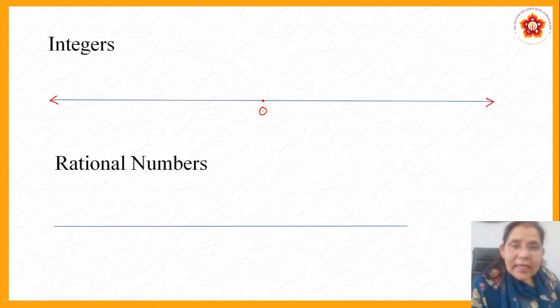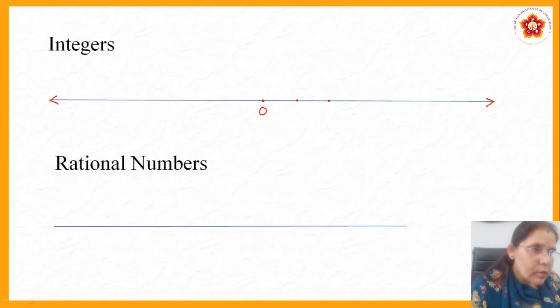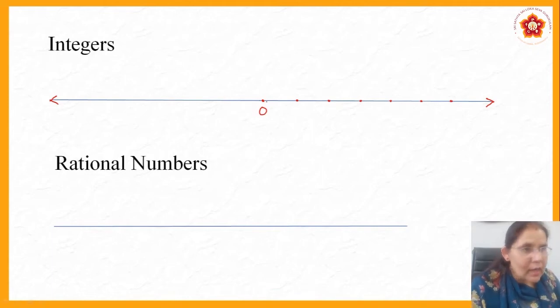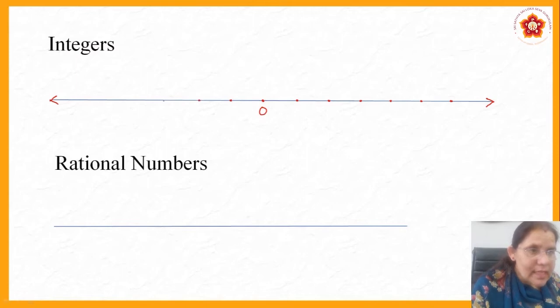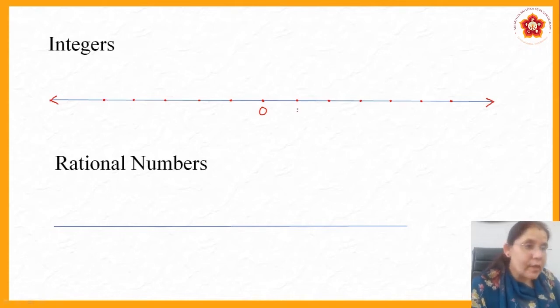Now let's see what next. Again, use your measuring scale and pencil. Plot points at equal distances, starting from the fixed point 0. So I am plotting it here. I am marking these points. Same way you are going to mark the points on the other side, and the distance between any 2 points should be the same. Now let's see what these points are.